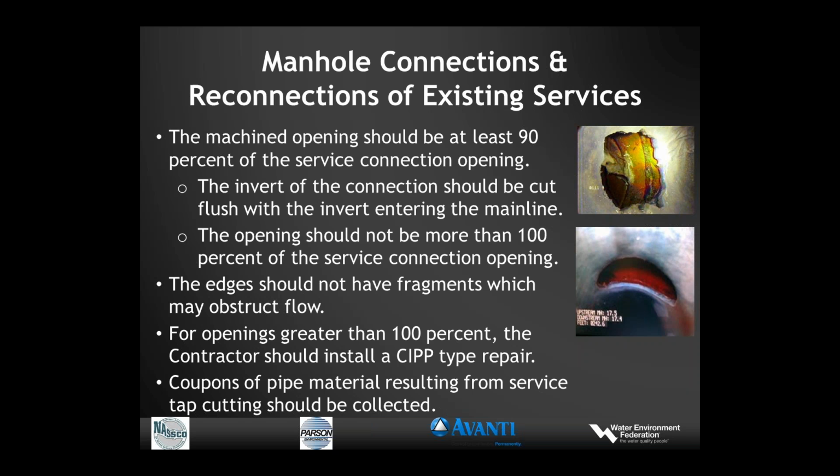And if it is overcut, the contractor should install a CIPP type repair, much the same as installed when laterals are rehabilitated from the main line. Or it could be grouted. There are several different ways to do that. When cutting lateral connections, coupons of the material fall out into the sewer. These should be collected and disposed of, typically collected at the downstream manhole.